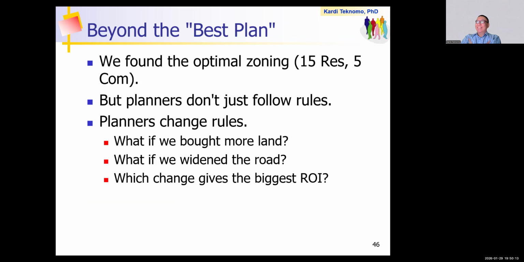Okay, now you have the budget, say an additional 1 million to invest. What will you do? A planner doesn't just follow the rule. A planner changes the rule. So if we bought more land, what will happen? If we widen the road, what will happen? Which change gives the biggest ROI? Is this interesting enough?